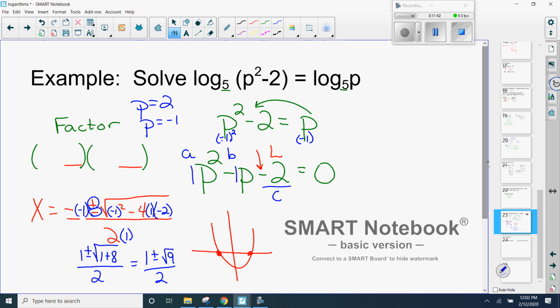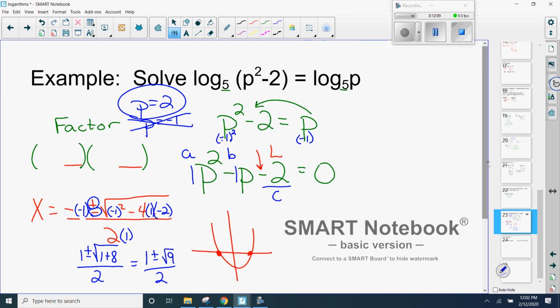But when you deal with logs, we said something about this. When I take 5 and raise it to a power, is there any way this answer is going to be a negative value? No, 5 raised to any power is not a negative value. So because of it being a log format, that rules that out as an answer, and your only solution is P is equal to 2.